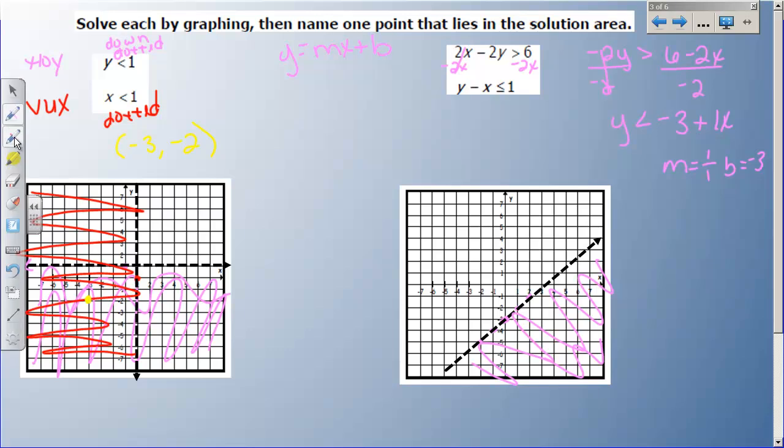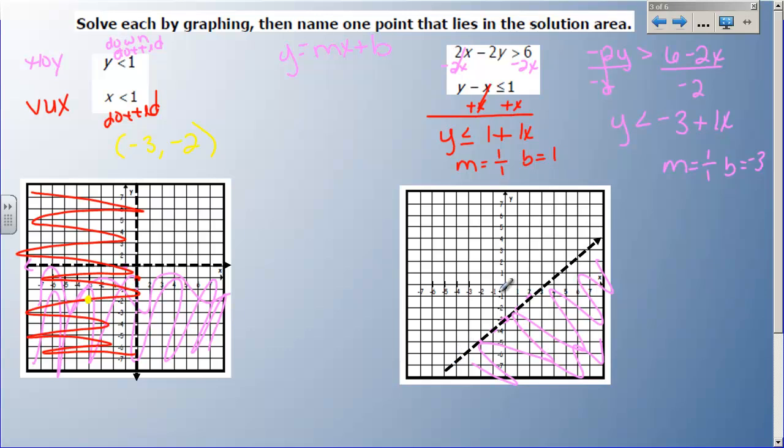And we're going to do the other one. So now I have y minus x is less than or equal to 1. Well, I've got to get y by itself, so I'm going to add x to both sides. So now I have y is less than or equal to 1 plus 1x. So I have a slope of 1 over 1 and a y-intercept of 1. So we're going to graph it. So a y-intercept of 1, my slope is up 1 over 1. And this one needs to be a solid line because it has the less than or equal to. So I'm going to draw a solid line that goes through those points.